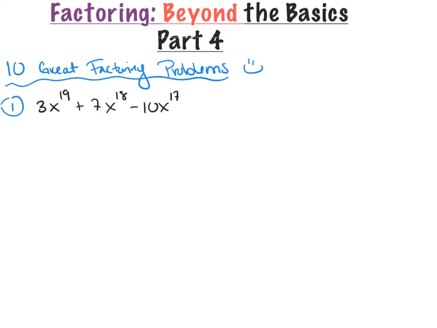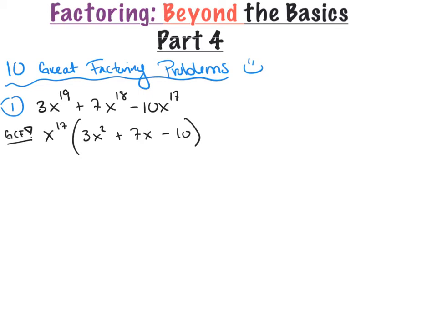Okay, let's see. Greatest common factor is always the first thing that we should look for. We're going to put a lot of them in our problems. I don't see a common factor between 3, 7, and 10, but certainly with the x's. So we'll factor out an x to the 17th. That leaves us with 3x squared plus 7x minus 10. Okay, then count the number of terms. There are 3 terms here.